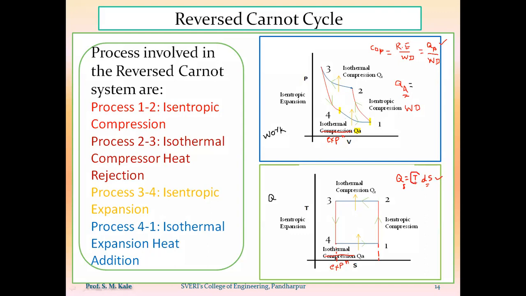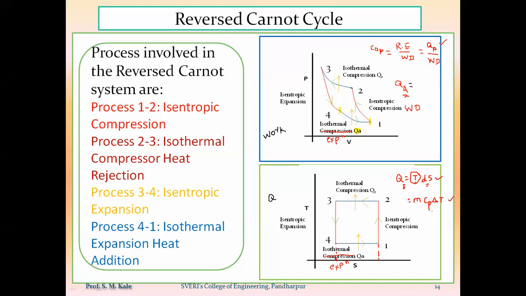If during that process temperature remains constant, then and only then we have to use the formula Q = T ds. Otherwise, if temperature does not remain constant, then I need to use the formula m Cp delta T. So either by using this formula or this formula.